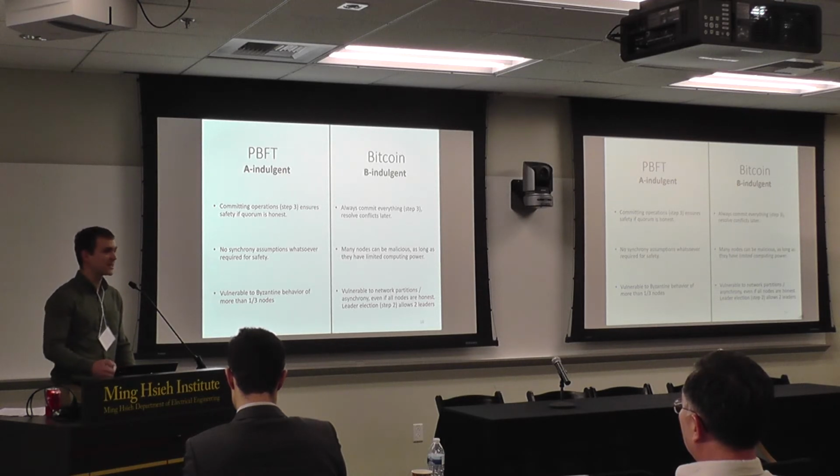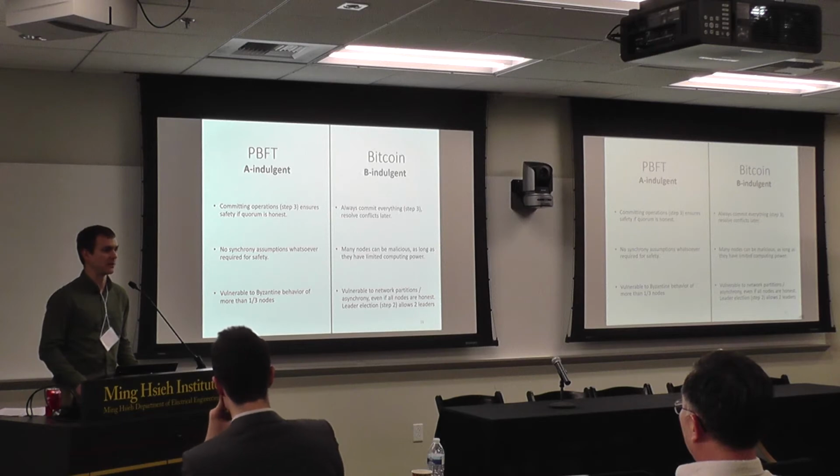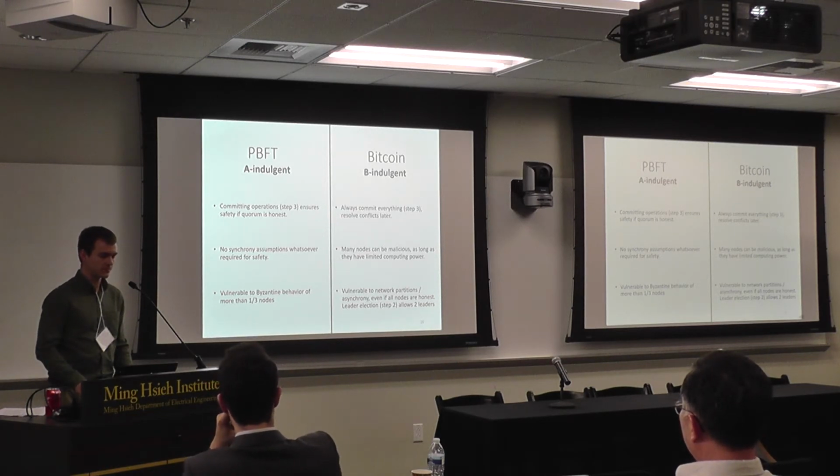On the other hand, Bitcoin is exactly the opposite. Bitcoin always commits everything that has a valid proof of work, and conflicts are resolved later. Now, this means it's not really asynchrony indulgent because it's vulnerable even to partitions, even if everybody is honest. If there's a partition in the network, then we can have double spending, even if we don't want to have it. It is, however, much more indulgent to malicious behavior because we can have many identities in the system, and if they don't possess enough computing power, they would still not be able to overthrow the protocol.